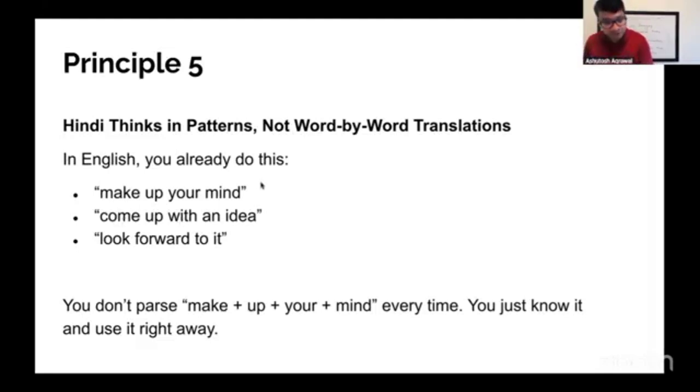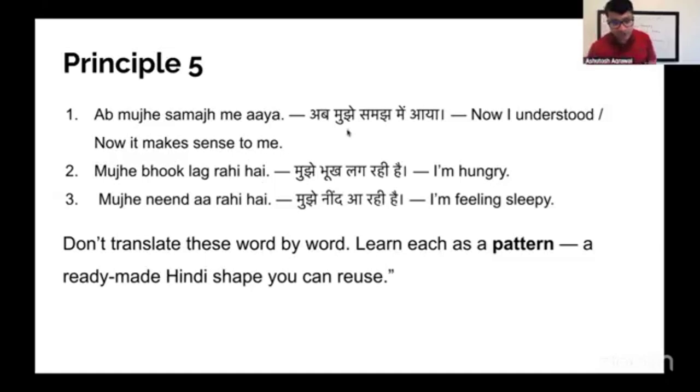Some examples would be, now I have understood, अब मुझे समझ में आया. And same thing, मुझे भूख लग रही है versus मुझे प्यास लग रही है. और मुझे नींद आ रही है. If you just hear it as it is, which is मुझे नींद आ रही है, मुझे भूख लग रही है, मुझे थकान लग रही है, you will get used to this pattern itself. It means I am hungry, or I'm falling sleepy, or I'm getting tired.